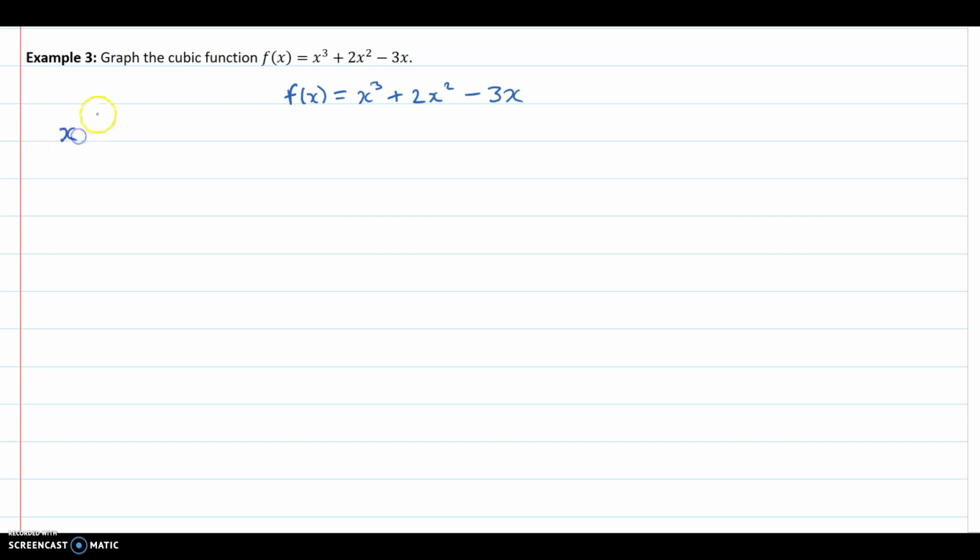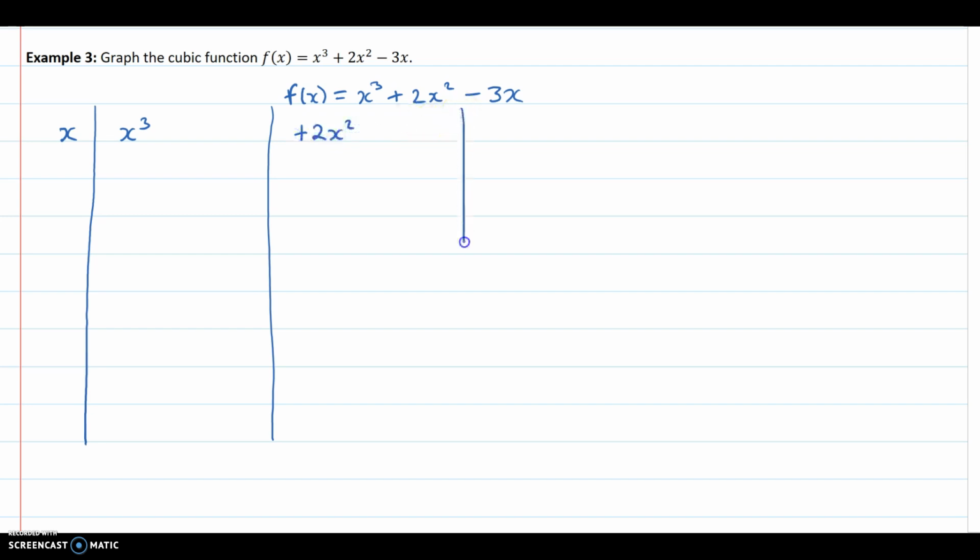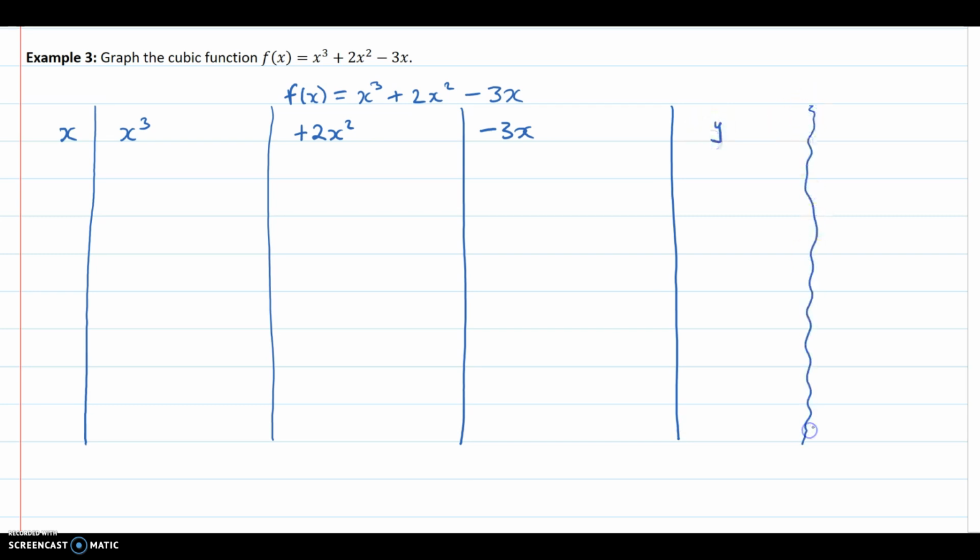So we're going to create our table, values of x, and we're going to go on x cubed for the first term, leave plenty of space, then plus 2x squared for the second term, again leave plenty of space, minus 3x, space again for this, and then we're going to have our y. And after that we can put a column of points, which is just going to be a summary.